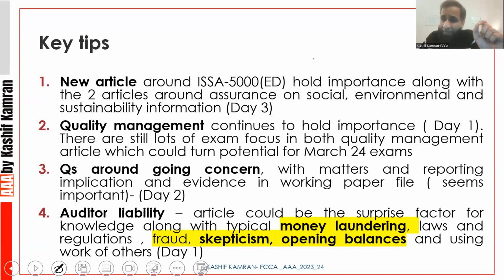Other than that, money laundering could make a comeback in March 24 exams. Fraud also seems important. The ones in yellow, right? The ones in yellow are more important. Skepticism seems important, and opening balances. So the ones in yellow are more important. Laws and regulations did come in December 23, and using the work of others, particularly the component auditor, came in December 23. So I'm not giving that much weightage. I have included that in my list, but the ones in yellow are more important. So auditor liability is important.